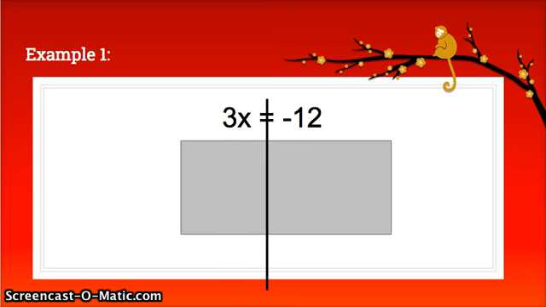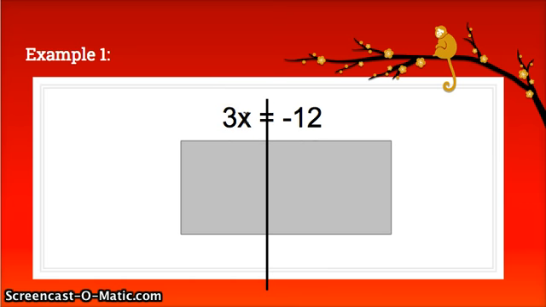All right, let's look at our first example: 3 times x equals negative 12. Remember, when you have a 3 next to a variable x, that means multiplication. I bring that up because in order to solve this, we have to identify the operation and do its inverse. So when you see 3x, you really should be thinking 3 times x.